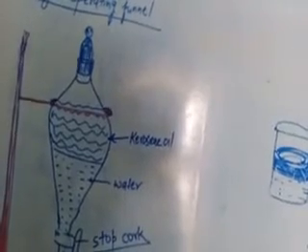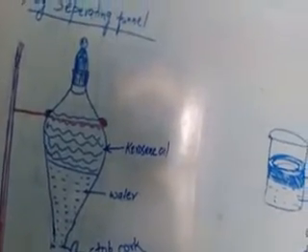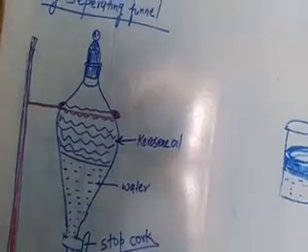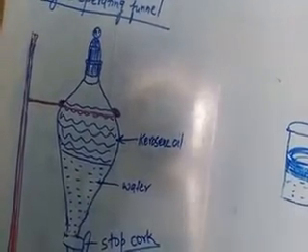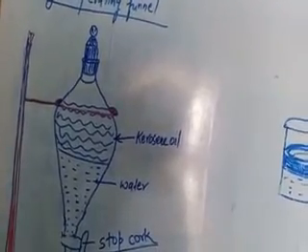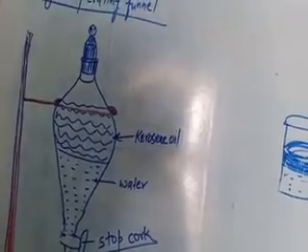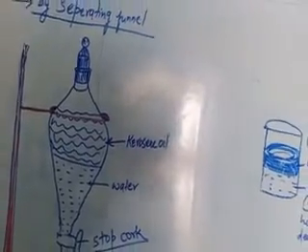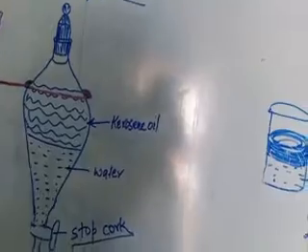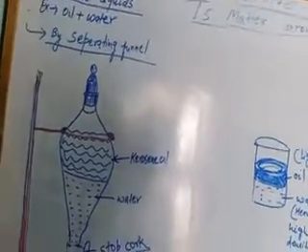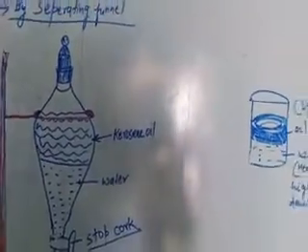We can also use it in the extraction of iron from its ore, where the lighter slag is removed from the top by the method to leave the molten iron at the bottom in the furnace. So it is actually used in the extraction of iron. It has a great application in the extraction of iron.